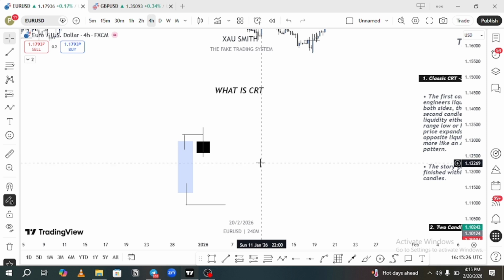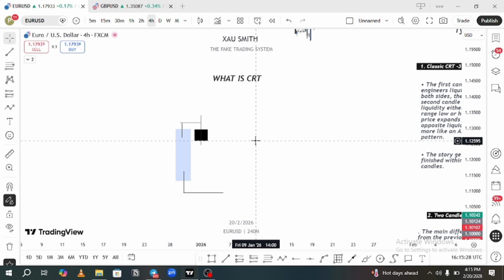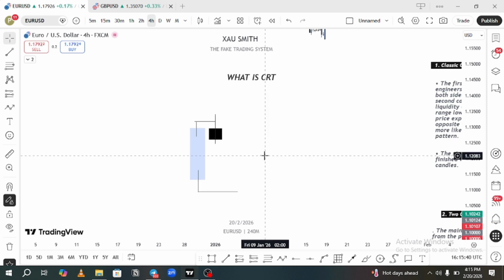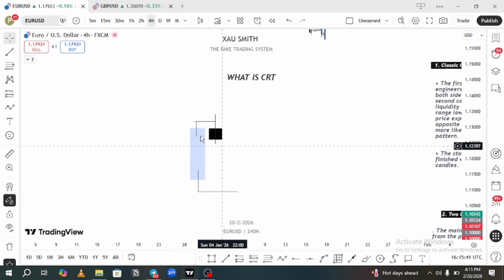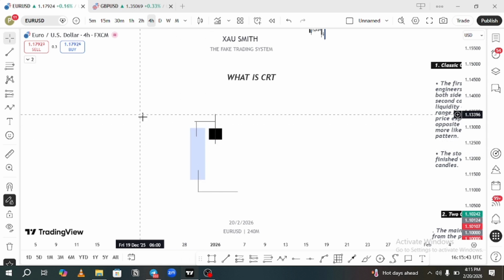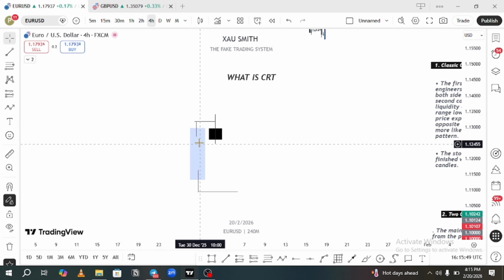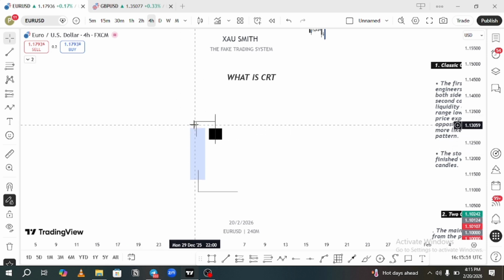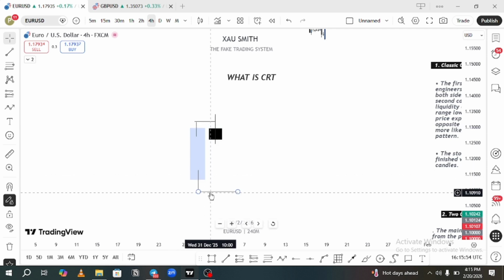So let's start with what is a CRT. Simply, CRT means candle range theory, right? Candle range theory. Just like I said, it is a whole model or a full model on its own. So candle, we all know what candle means, right? In this market we know we have two types of candles, the bullish candles or the bearish candles. Now when we have a candle like this, we want to identify the high of the candle and the low of the candle. That is the first stage of the CRT, right?